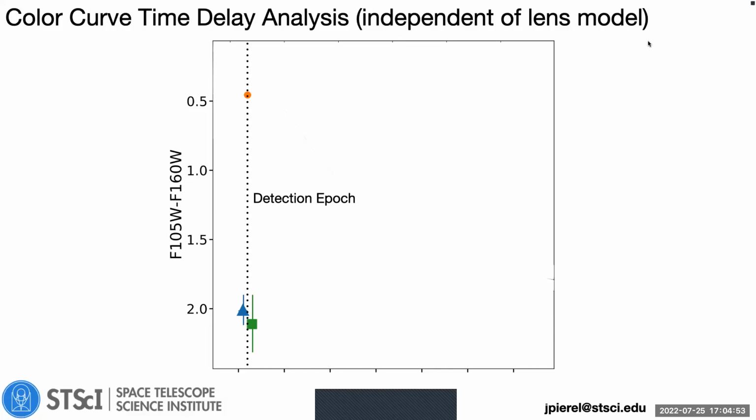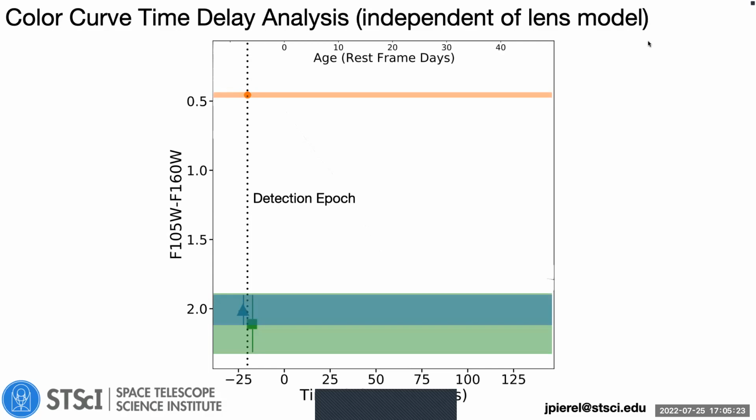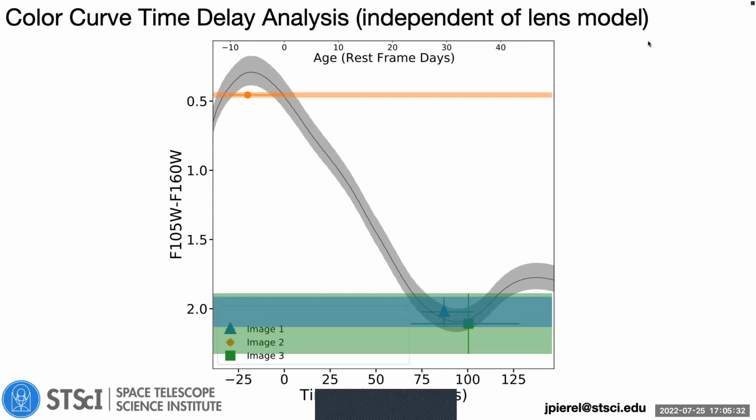So here's our detection epoch in F105, F105 minus F160. This is independent of a lens model because it's just the colors. And the idea here to get a time delay constraint is basically to say, well, we see them all at the same time, but if we can get the age of the supernova in each image, then the difference between those ages is the same thing as the time delay. So for example, they must fit somewhere along some age axis, and then we assumed it was a Ia. So let's look at what the model looks like. And we just put a Ia model across the same time frame.